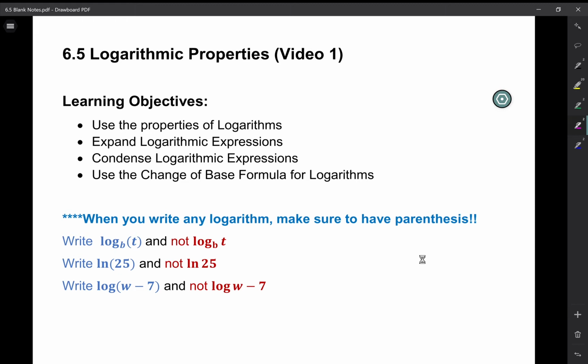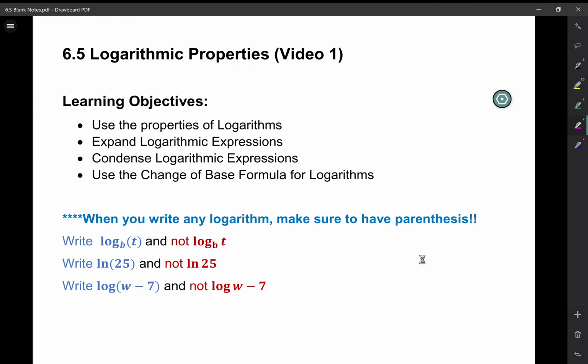Hello, Math 111 students, and welcome to section 6.5, Logarithmic Properties. In this section, we're going to talk about how to use the properties of logarithms, how to expand logarithmic expressions, how to condense logarithmic expressions, and how to use the change of base formula for logarithms.